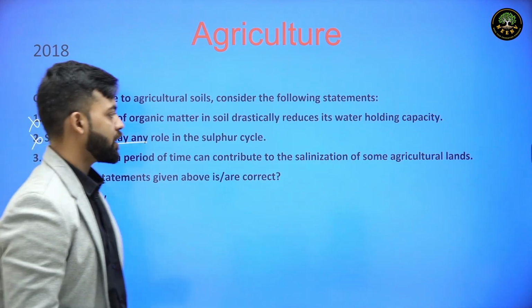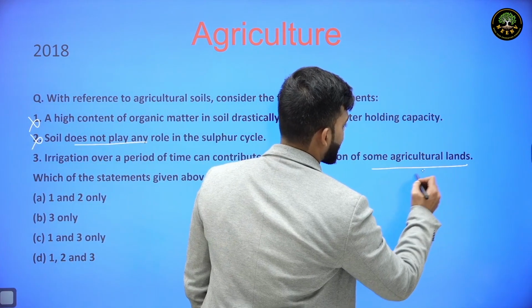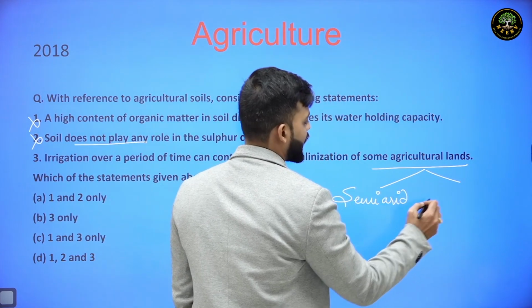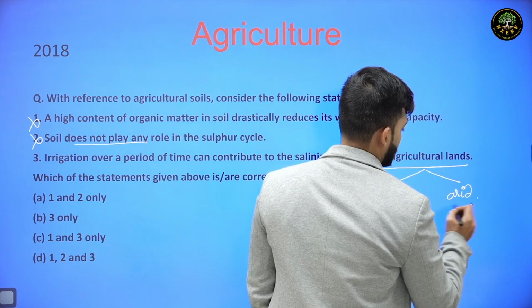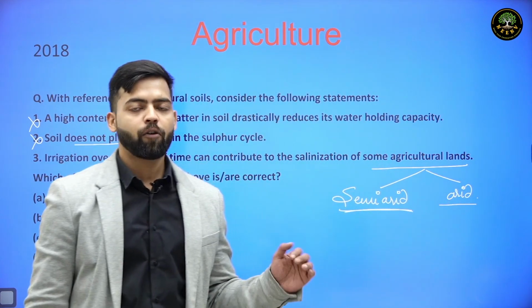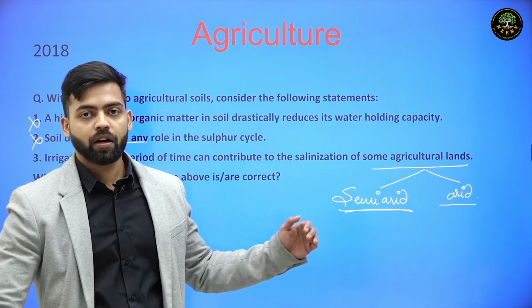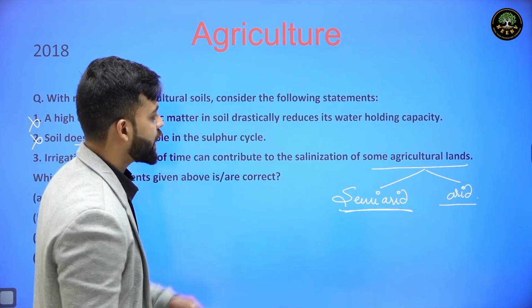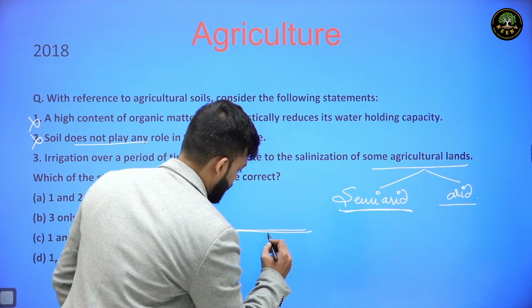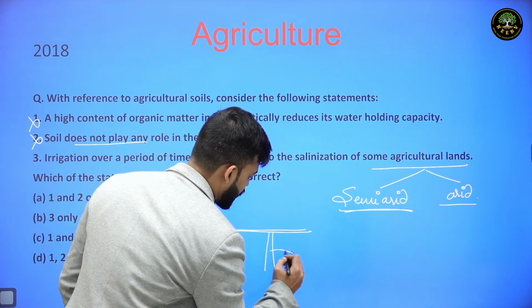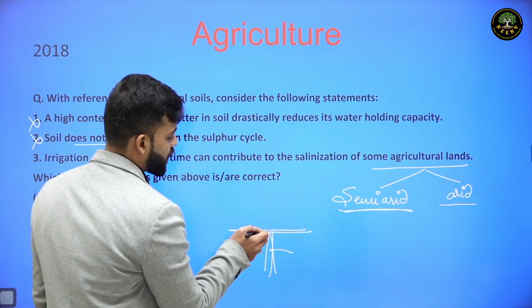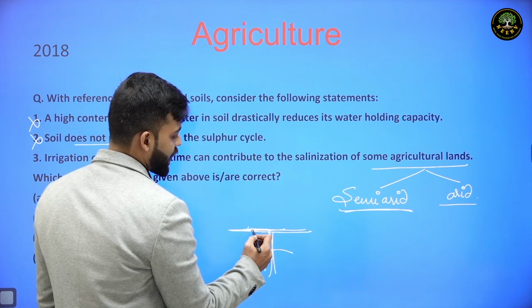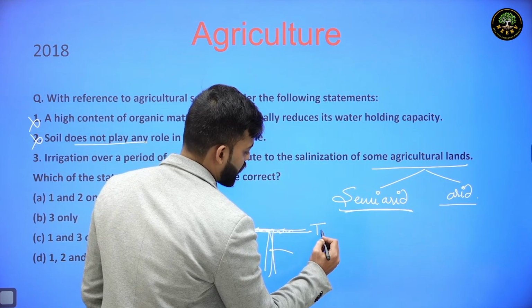As far as irrigation is concerned, some agricultural lands like semi-arid region and arid region, in these types of climate, water is less. So we require additional water for agricultural crops, and hence we provide irrigation. When we do irrigation in these types of climate, then because of capillary action of the water, the groundwater comes into the surface and along with it they bring minerals which then gets deposited in the top layer of the soil.